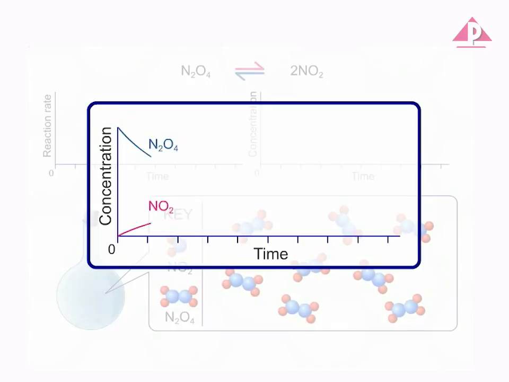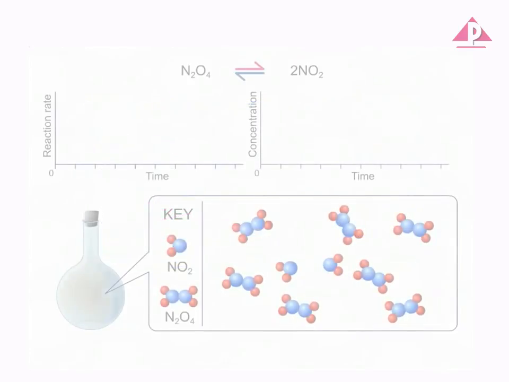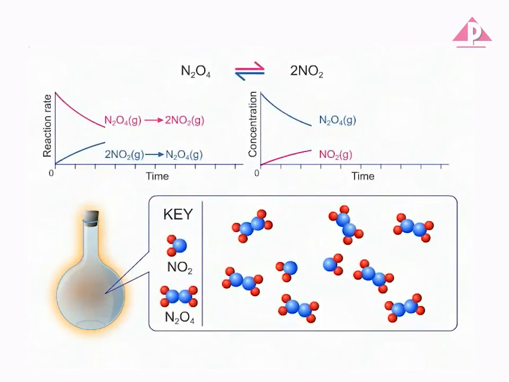As time passes, the concentration of dinitrogen tetroxide decreases and the concentration of nitrogen dioxide increases. The color of the gaseous mixture turns from colorless to pale brown as nitrogen dioxide forms.